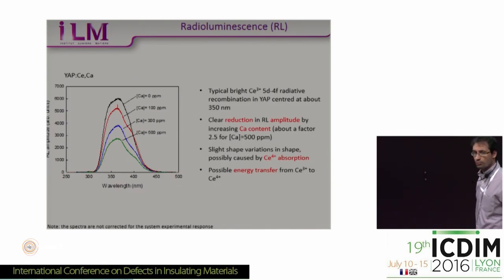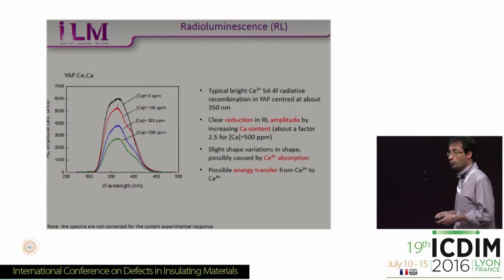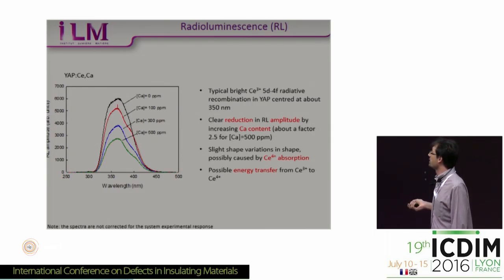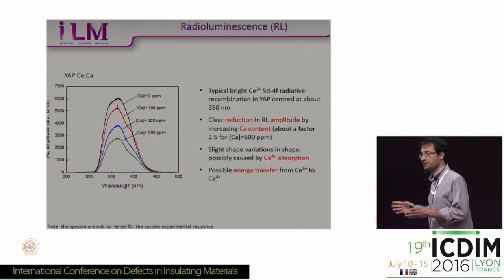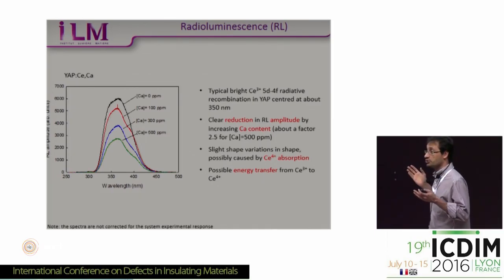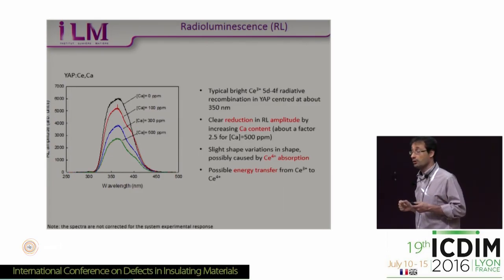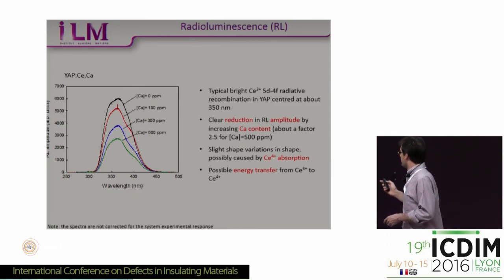Unfortunately, if we look at the radioluminescence spectra, what we see is that the cerium emission is at about 350 nanometers, so it is partially superimposed on the cerium 4+ absorption. And indeed, this is clearly evident since we see quite a decrease in intensity as we increase the calcium content. There could be also another effect. Besides having simply reabsorption of the light emitted by cerium 3+, we might also have energy transfer phenomena between cerium 3+ and cerium 4+.